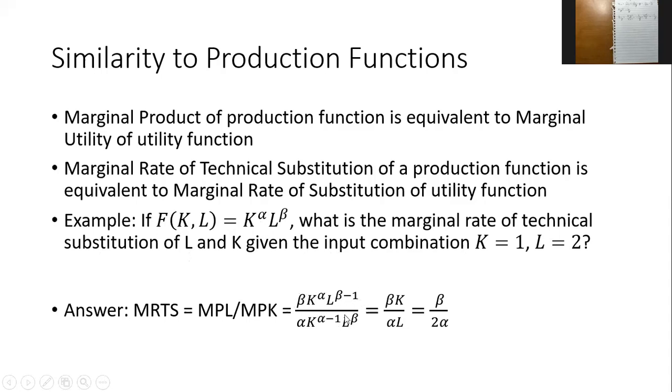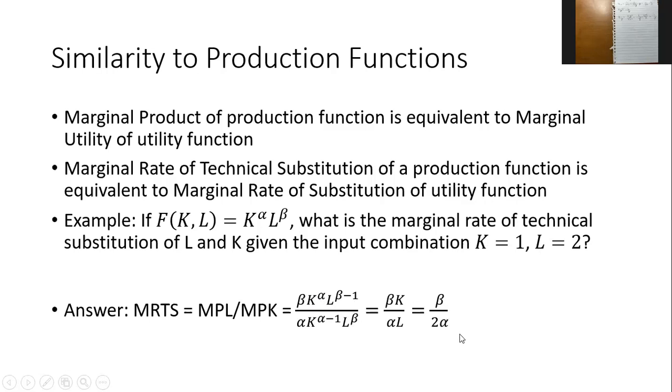The partial derivative with respect to K, that's this thing here on the bottom. There's a lot of simplification here, thankfully. K to the alpha divided by K to the alpha minus 1 just leaves you a K in the numerator. L to the beta minus 1 over L to the beta leaves you with an L in the denominator. You can plug in 1 for K, L is 2, and you get beta over 2 alpha.